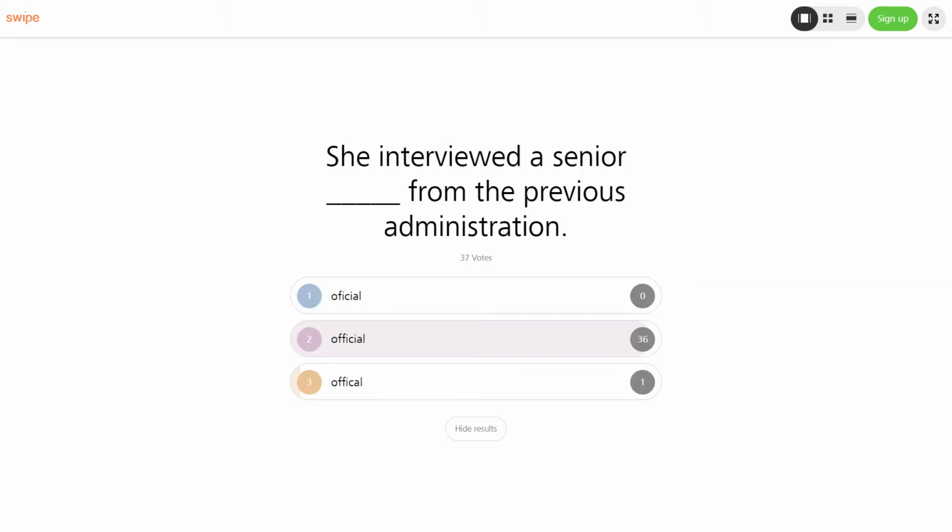So quickly, as quick as you can, what's the correct answer here? Stop. Oh, most of you got it right. Okay, so these are common misspellings for official. It's a word we all know, but it's a commonly misspelled word, and these are the common misspellings.